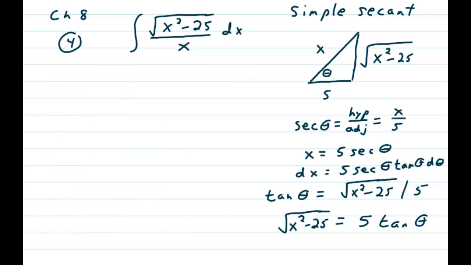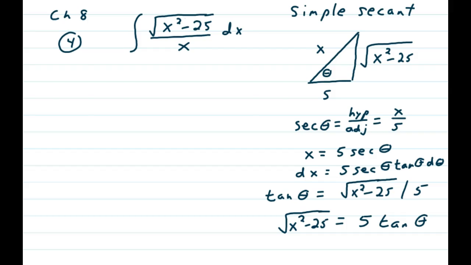Chapter 8, Problem 4. The integral of the square root of x squared minus 25 over x dx. I sent a handout earlier in the course telling you how I approach these problems, but they can be done in different ways. I call this a simple secant. And what I mean by that is I build a triangle where the secant turns out to be simple.